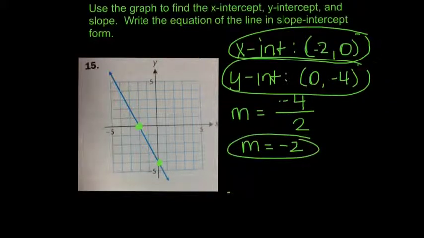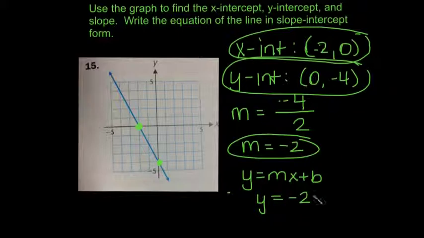If I want to write the equation in slope-intercept form, which is y equals mx plus b, all I need to know is the slope and y-intercept. I already have that information. I know that the y-intercept is 0, -4, which means that I would plug in -4 into the equation. I know that the slope is -2. If I put it all together, that gives me y equals -2x plus a -4, which is the same as minus 4.